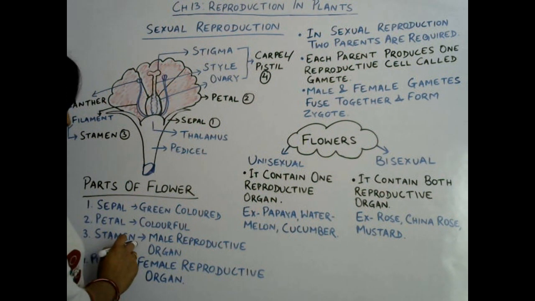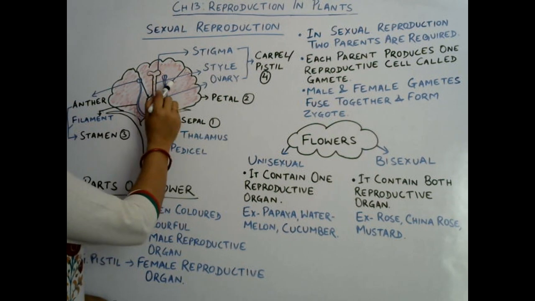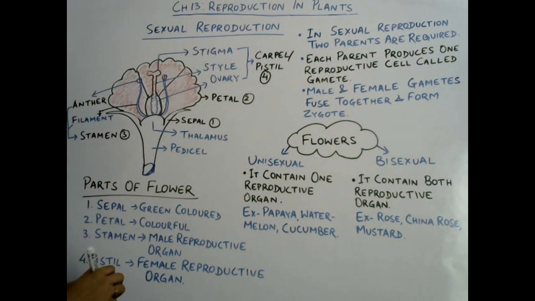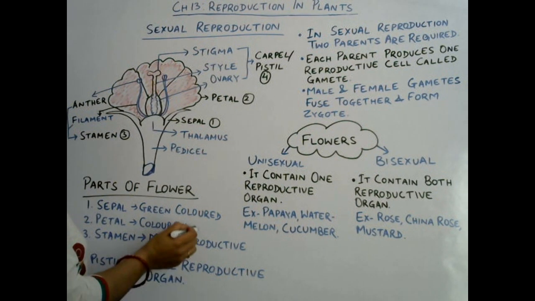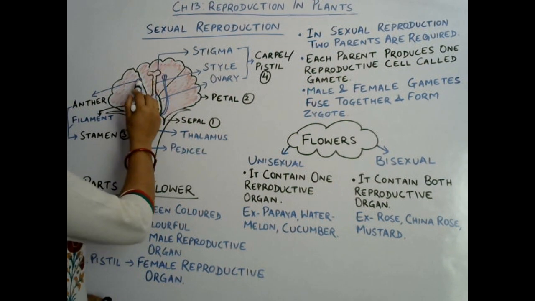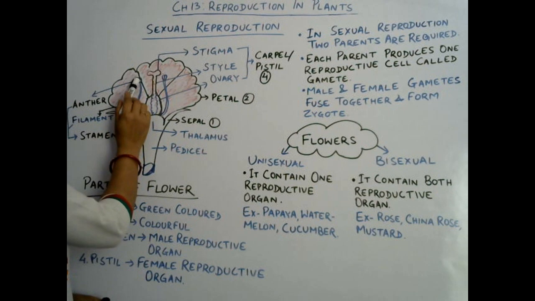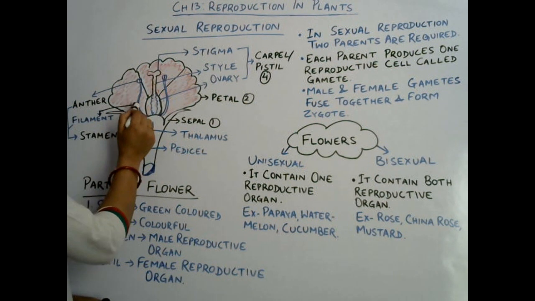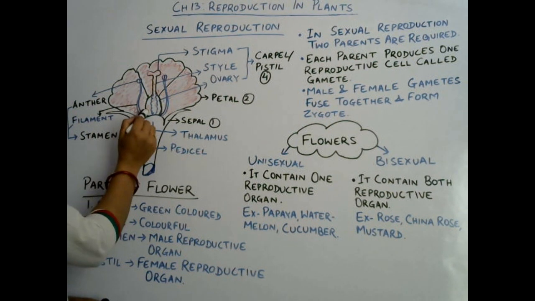Now the next parts are the stamen, then the pistil or carpel. The stamen and carpel are the main reproductive parts of a flower. The stamen is the male reproductive organ of a flower, and in the stamen you can see two structures. The uppermost part is called the anther, and the anther is joined to a filament.